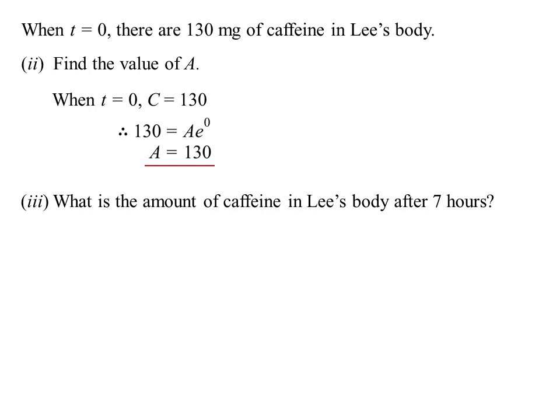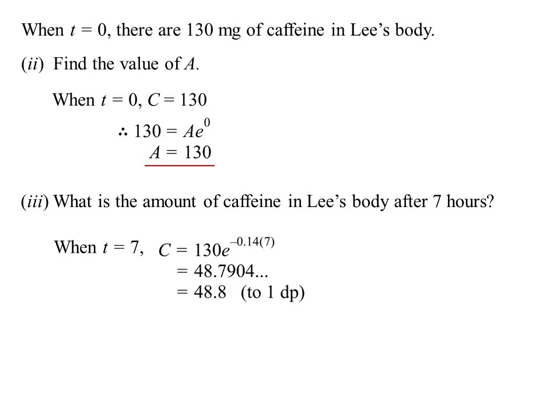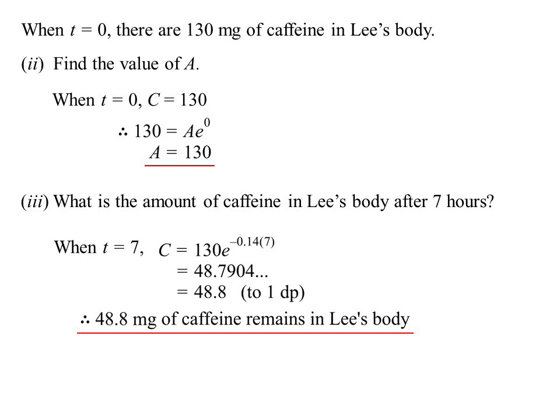Now we have to work out, well, after 7 hours, how much caffeine's in there. So when t equals 7, we now know A is 130, and it's just substituting into that equation. Bit of calculator work, and we get 48.8. I've done mine to 1 decimal place. So 48.8 milligrams of caffeine remains in the body.